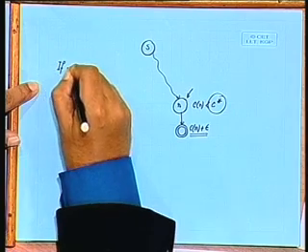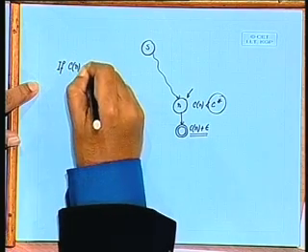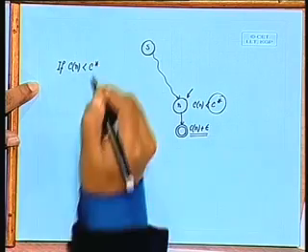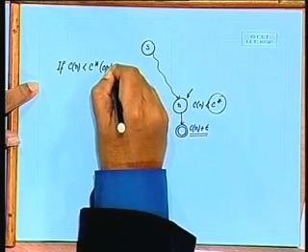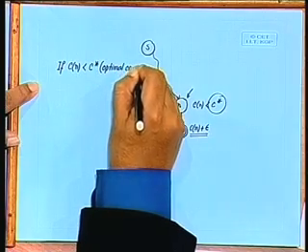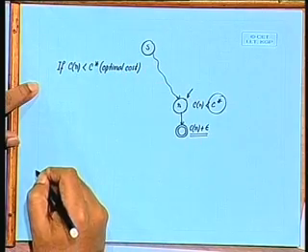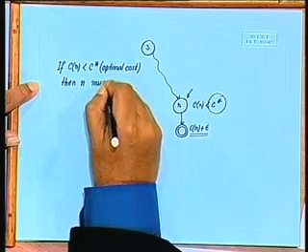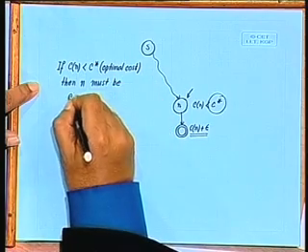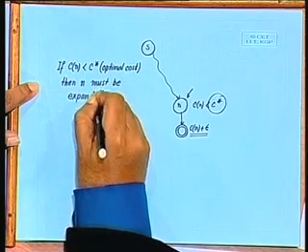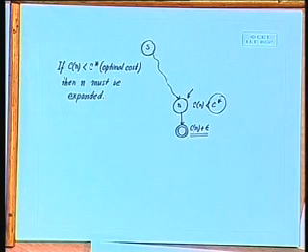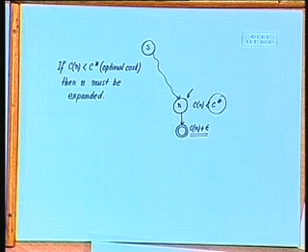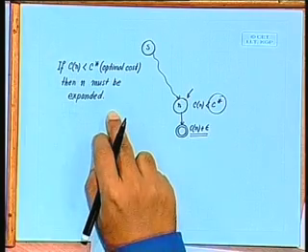My claim is that if Cn is less than C star, and C star is what? Optimal cost. Then n must be expanded. This is my claim. Now, how do we establish this claim?